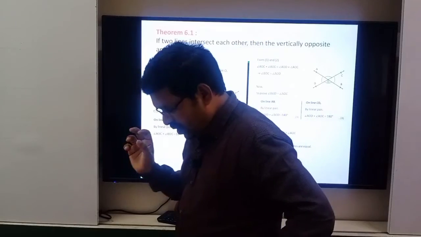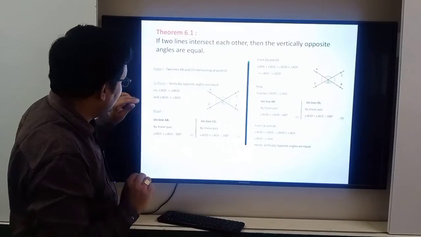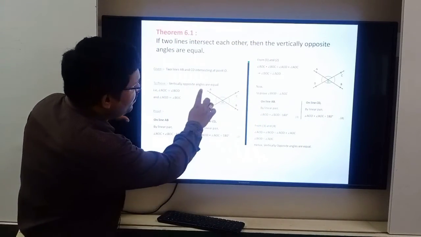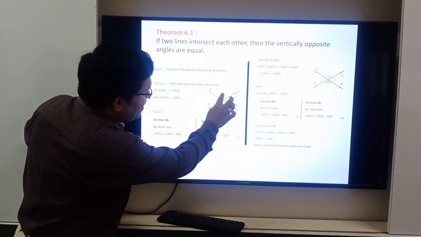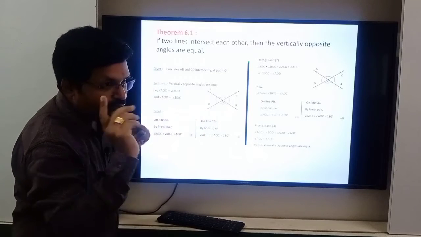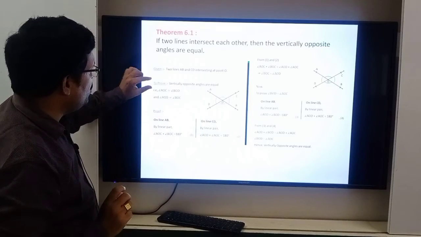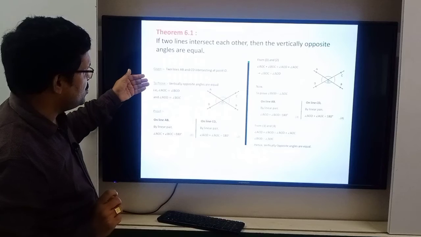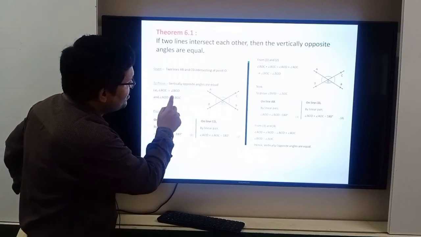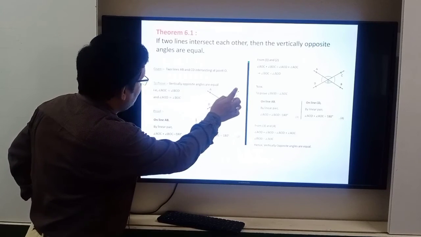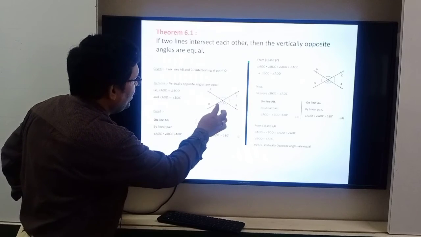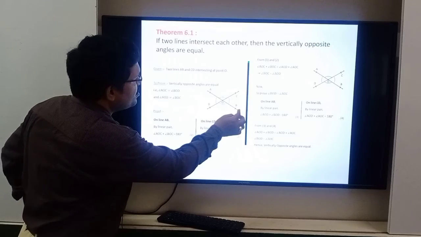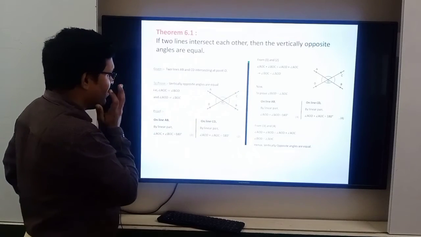So how do we prove it? Let us see. There are two lines. These green angles and these red angles are equal, and we have to prove it. To prove that vertical opposite angles are equal, that means angle AOC is equal to angle BOD, and angle AOD is equal to angle BOC. That is what we have to prove.